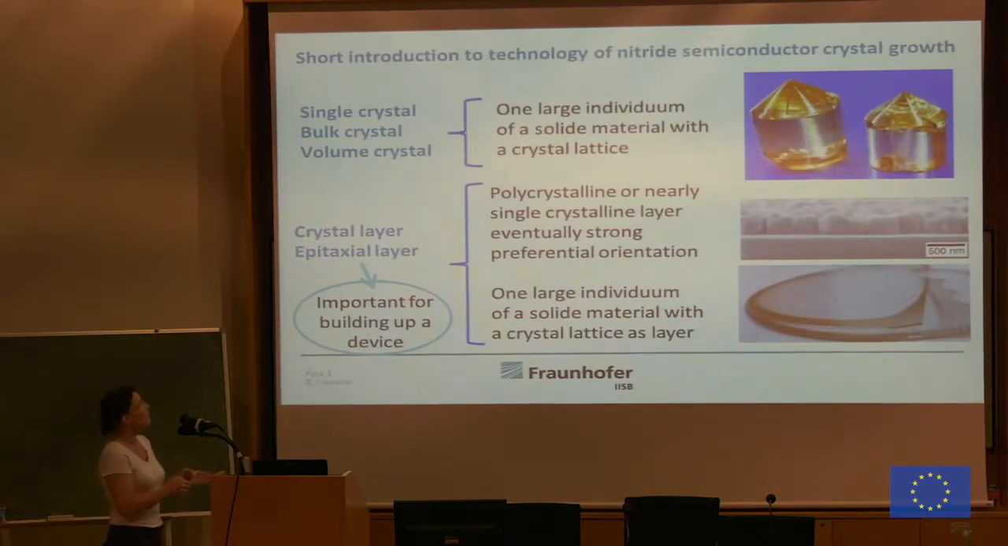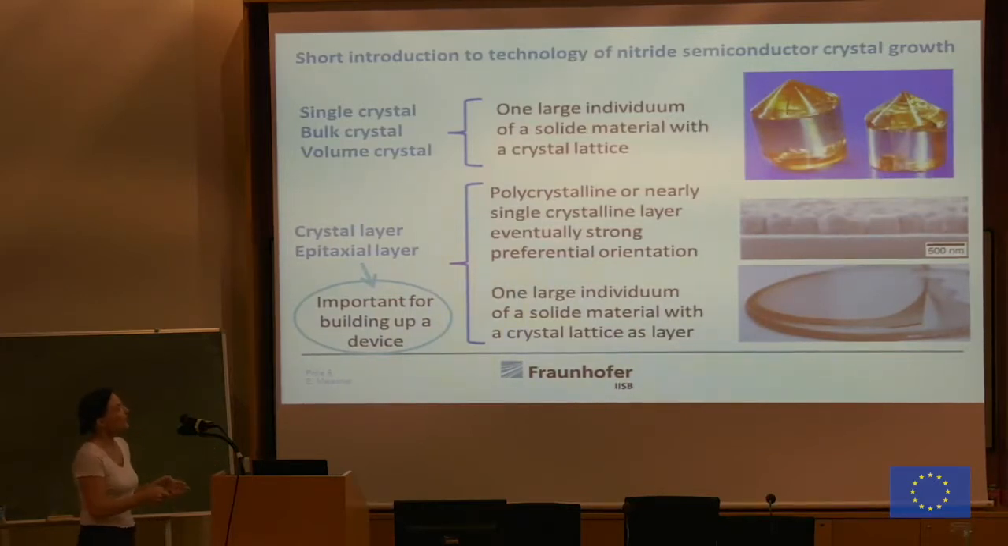And beside that, you can have crystalline layers or epitaxial layers, and you heard this from Geoff before. This epitaxy is a special kind of layer, which means that you have a strong orientation relation between a substrate that you put and the crystalline layer that you are growing. Of course, crystalline layers can appear in a different form, so you can have polycrystalline layers or nearly single crystalline layers, which eventually have a strong preferential orientation.